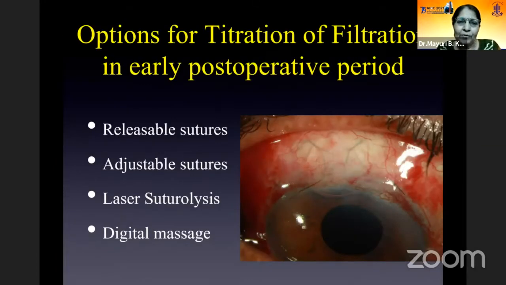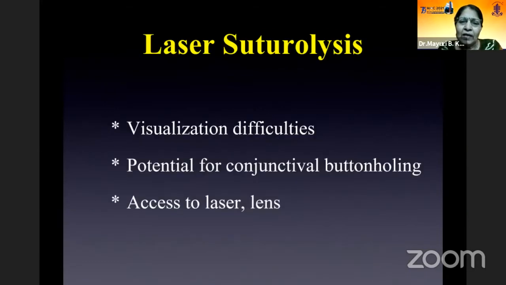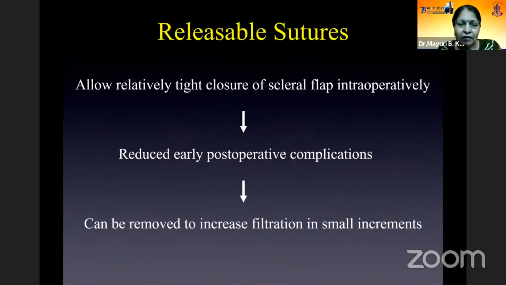So the options are many for the post-operative titration of the trabeculectomy bleb. You can use releasable or adjustable sutures, laser suture lysis, or digital massage, which gives only a transient lowering of the intraocular pressure and is challenging for the patient. And with laser suture lysis, sometimes visualization of the suture is difficult with thick Tenon's, there is a potential for conjunctival buttonholing, and one should have access to the laser machine and the lens.